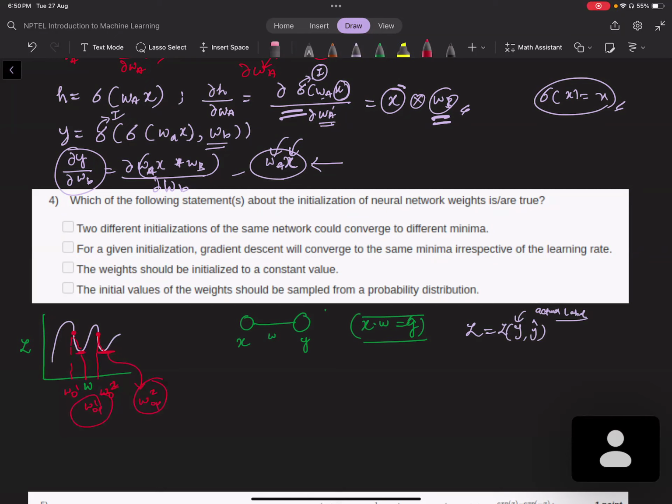So even if they are the same network, a very simple network, they converge to different points. Hence option 1 would be true.